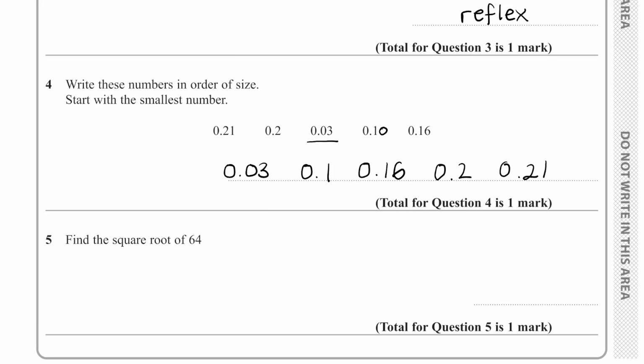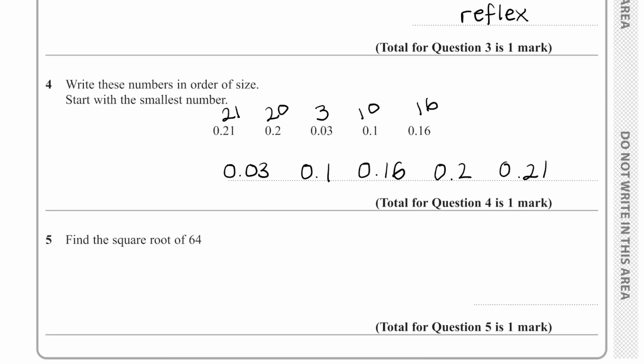We could also do this by changing them into percentages, times them by 100. So we have 21%, 20%, 3%, 10%, and 16%. So they might be easier to look at like that.